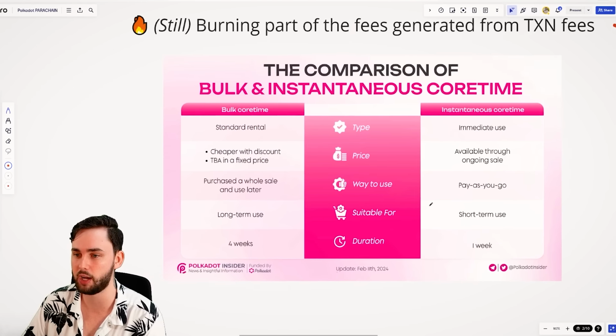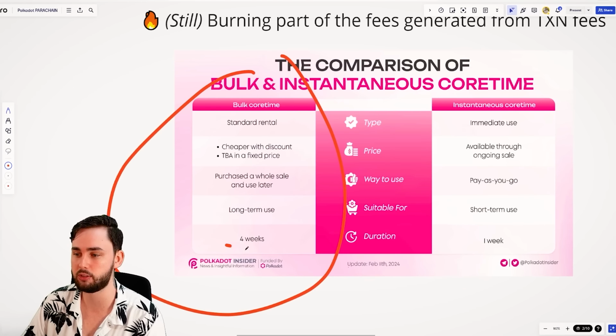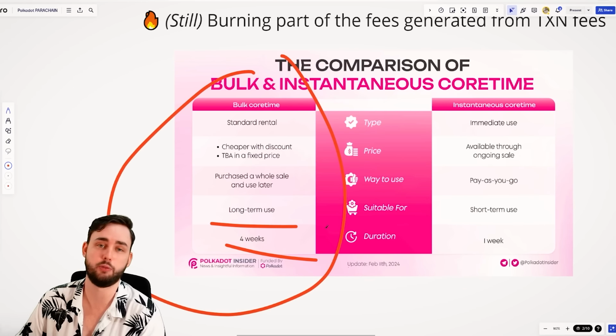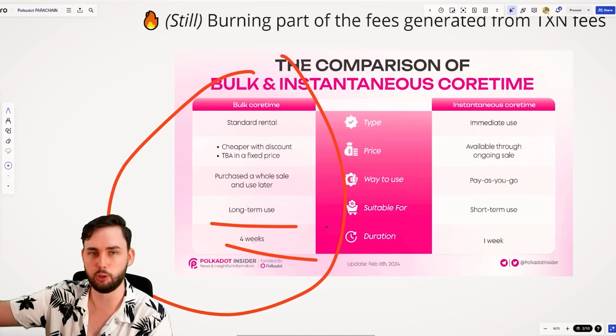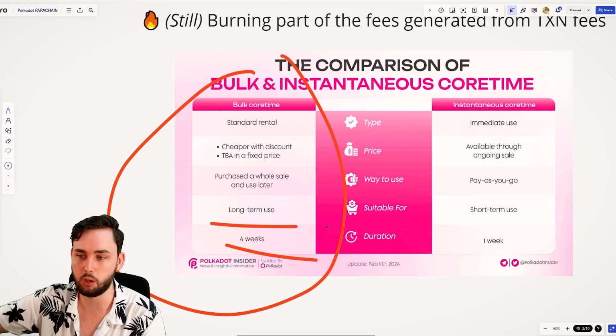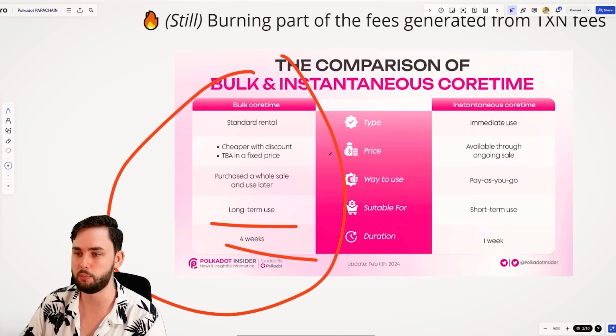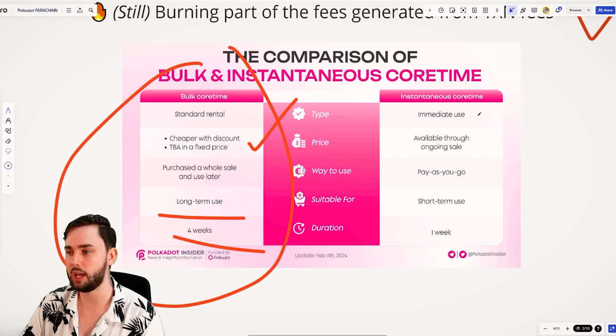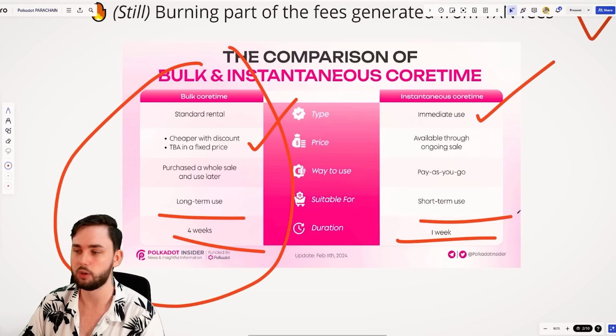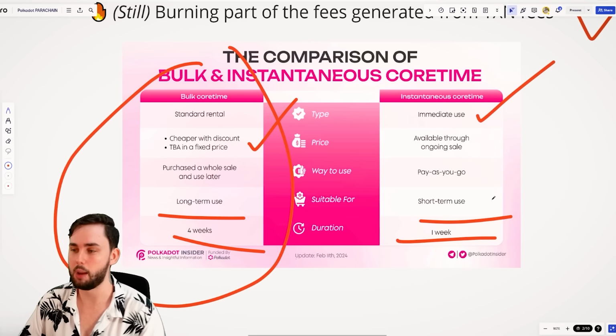So the two sides of it are your bulk core time payments, duration for 4 weeks. This is more so for your long-term use. So you still have the ability to rent it out for longer, but of course have the benefit of it being cheaper with a discount, or again, having the immediate use being that 1 week or even lower time frame and pay as you go.